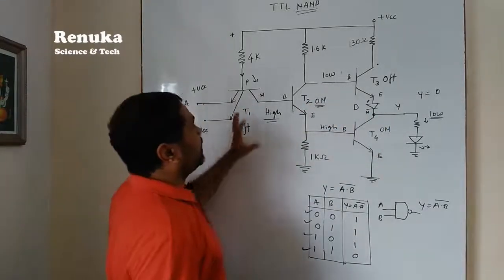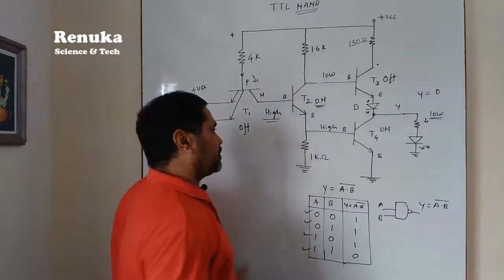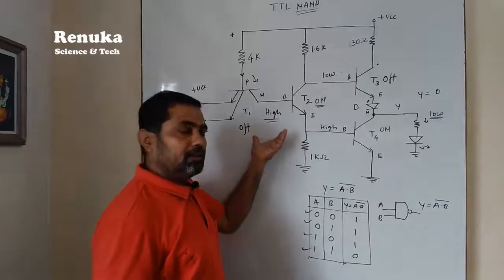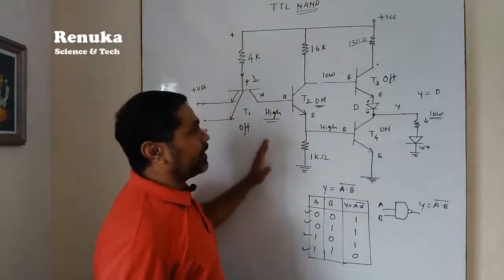So this is the truth table of the NAND gate, and it is proved correctly using this circuit. So this circuit will work as a NAND gate, and again all the transistors are used here, so we can say that this transistorized circuit is the transistor logic circuit for NAND gate.